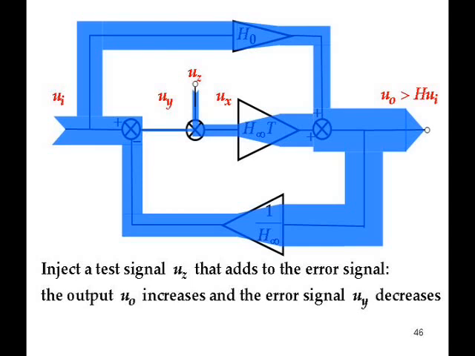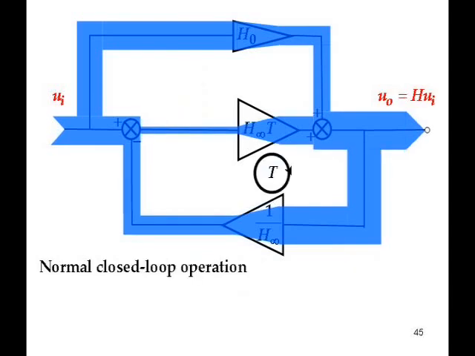And notice the error signal has gone down from what it was in the previous picture. And the output signal has gone up. UO is now bigger than it was before. Therefore, the fed-back signal has gone up. So when you subtract it from the UI, that's what makes the error signal go down. So that's self-consistent. I'll go back to the previous one again.